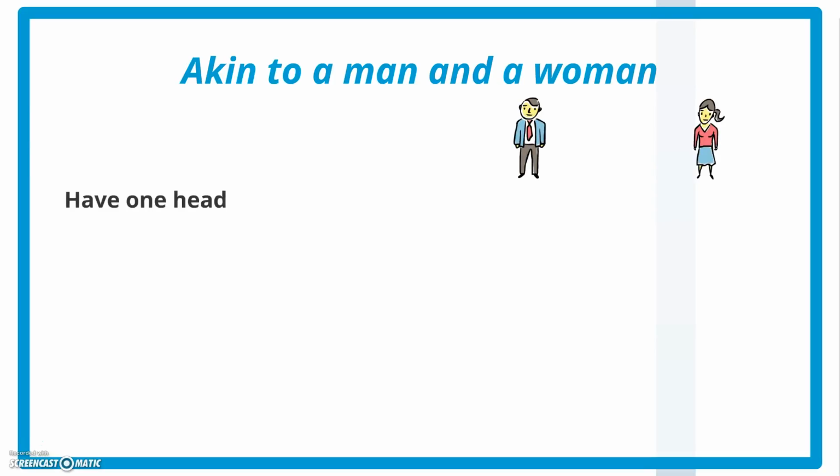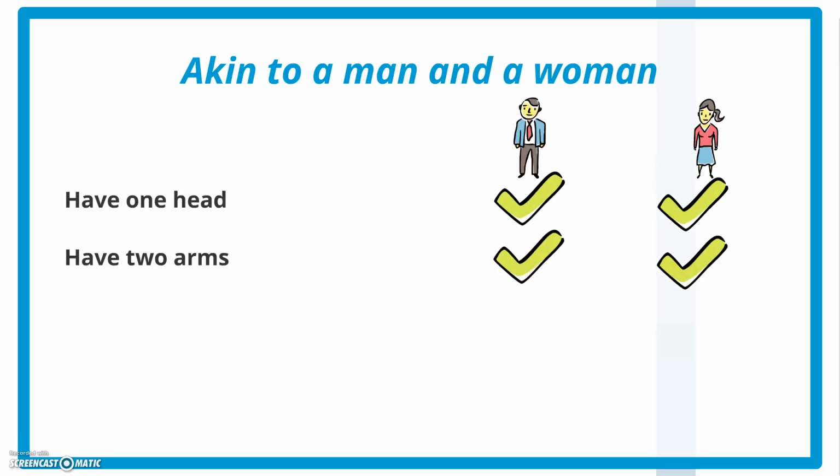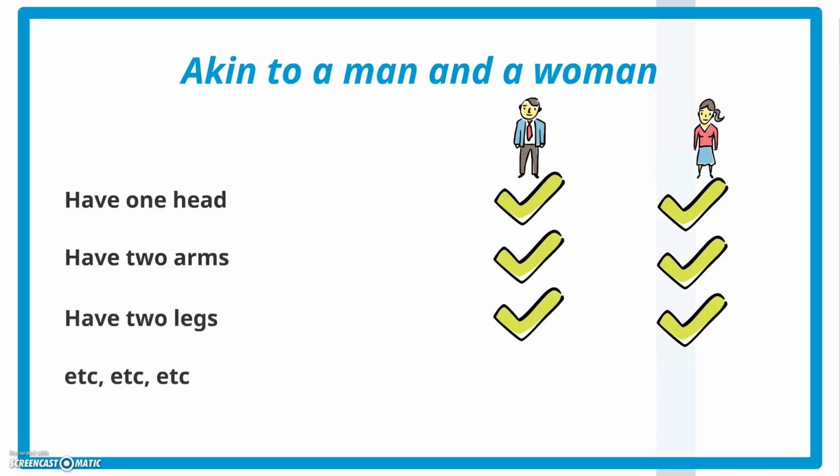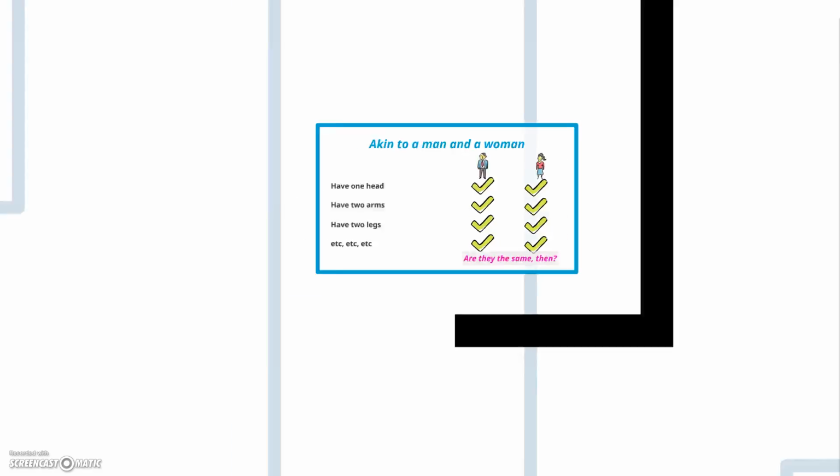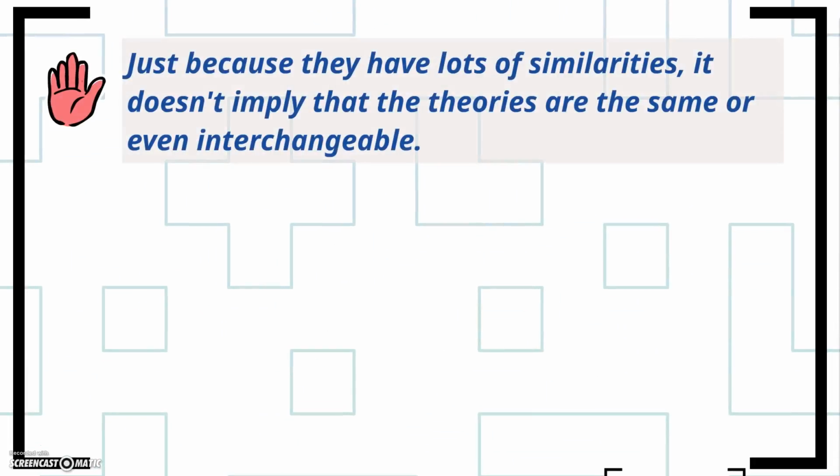So, do they have one head? Check. Do they have 2 arms? Check. Do they have 2 legs? Check. Do they have other similarities? Check. Alright, so are they the same, right? I didn't think so. So just because the theories have lots of similarities, it doesn't imply that the theories are the same or even interchangeable.